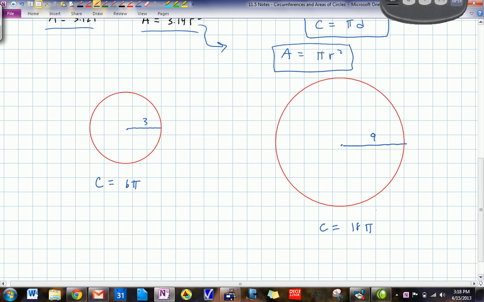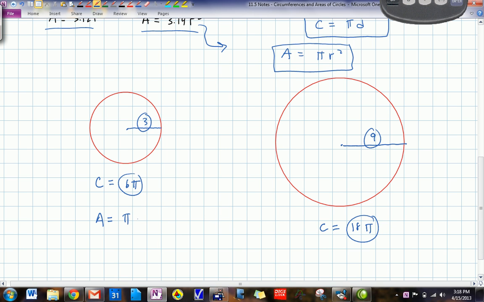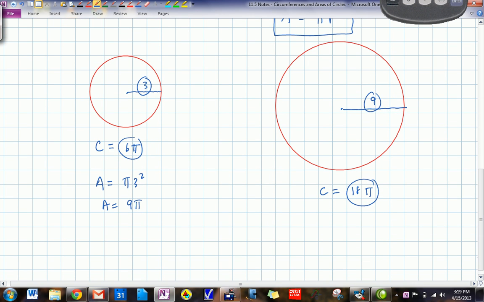So what I want you to notice here is I took the radius of 3 and tripled it to get a radius of 9. Well, the circumference, 6 pi, goes to 18 pi, so the circumferences are also tripled as well. But that's not the case when we talk about the area. The area of this first circle is pi times r squared, and so that's going to be pi times 3 squared, or in other words, 9 pi. The area of the second circle is also pi times r squared, which is pi times 9 squared, which is equal to 81 pi.